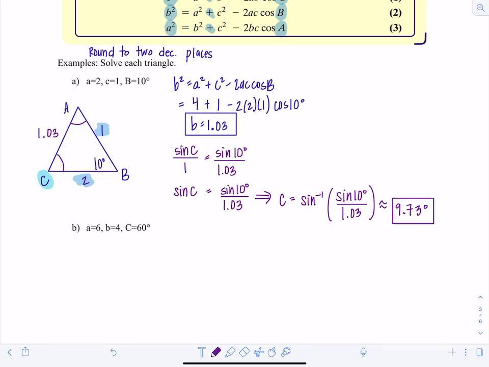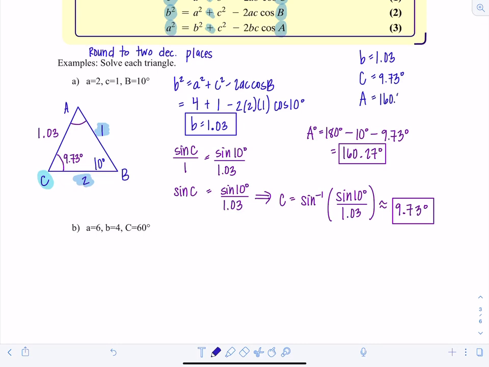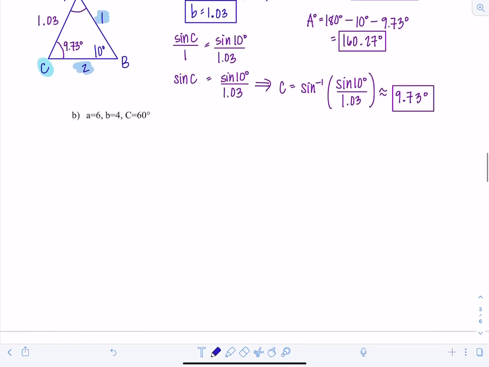All right, good. And then all that's left, now that I know this is 9.73 degrees, is to figure out angle A. And to get A, I just do 180 minus 10 degrees minus 9.73 degrees. And A comes out to 160.27 degrees. All right, and then you don't ever want to leave your answer like that all crazy around your paper. So box everything nicely. So B is 1.03, angle C is 9.73 degrees, and angle A is 160.27 degrees. All right, looks good. Let's move on to our next example here.